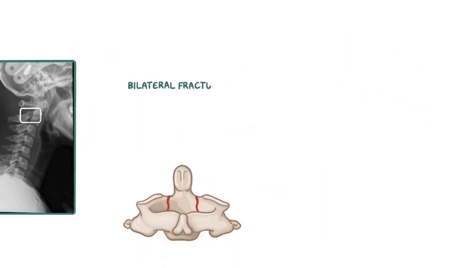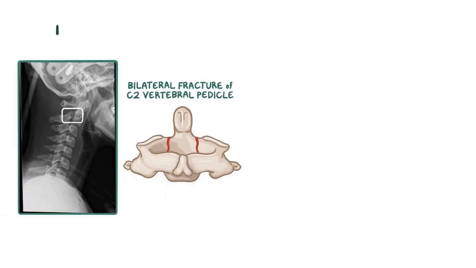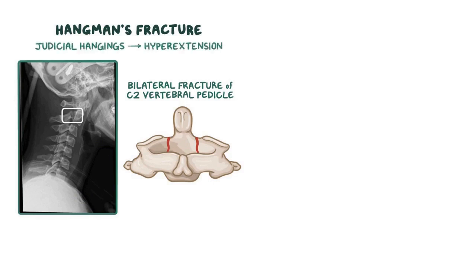Now, bilateral fracture of the C2 vertebral pedicle is called a hangman's fracture, and commonly results from hyperextension injury. It gets its name from its association with judicial hangings, which cause neck hyperextension.